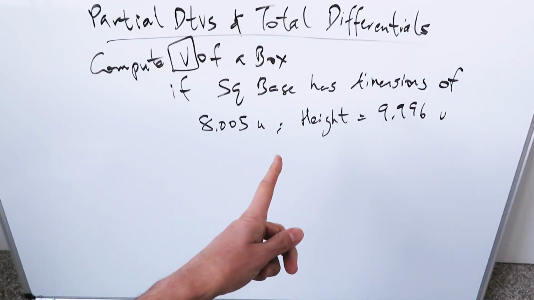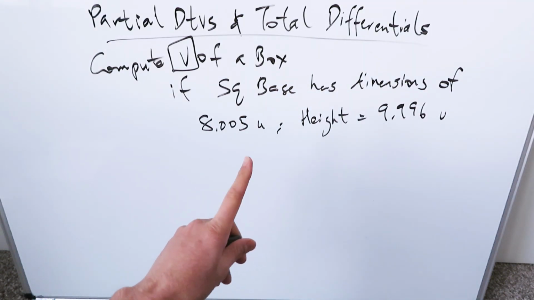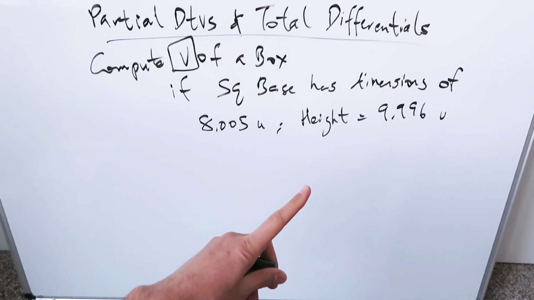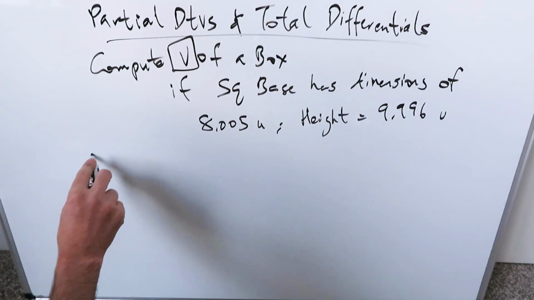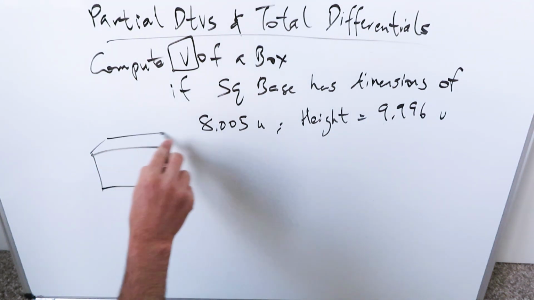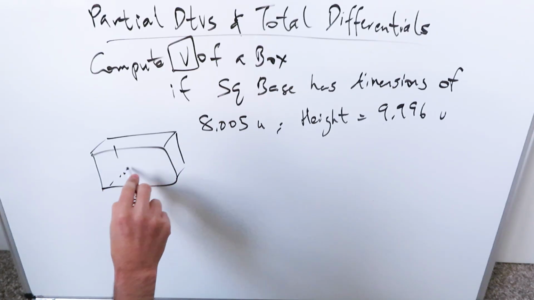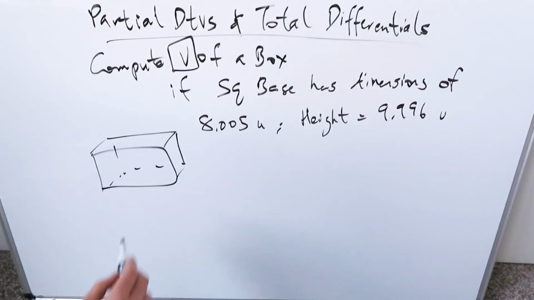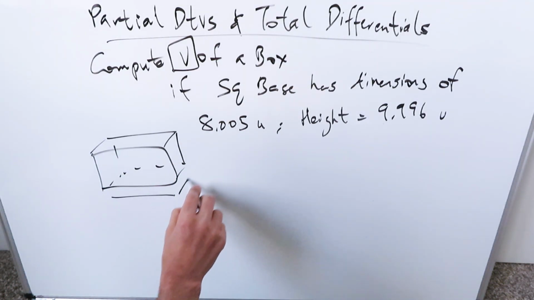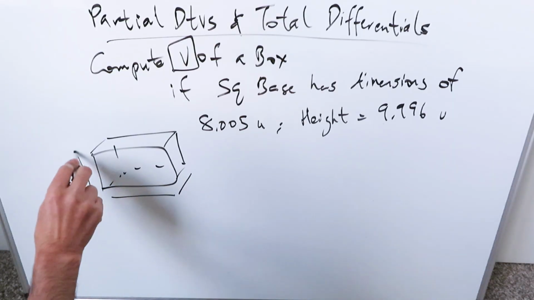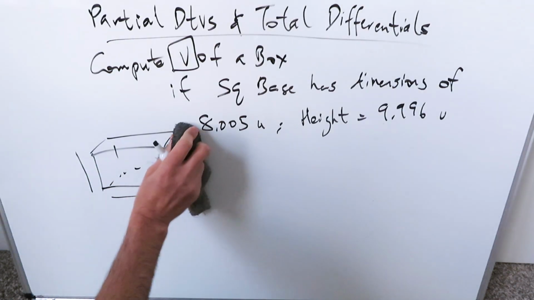It has a square base with dimensions 8.005 units, and a height 9.996. You know what a box looks like? It's like a rectangular three-dimensional solid right here. This is what I'm looking at. I have 8.005 this way, 8.005 this way, and 9.996 units that way. This is what I'm doing.